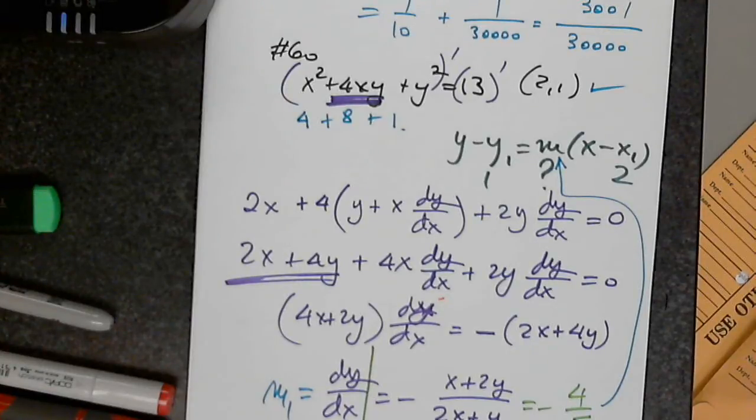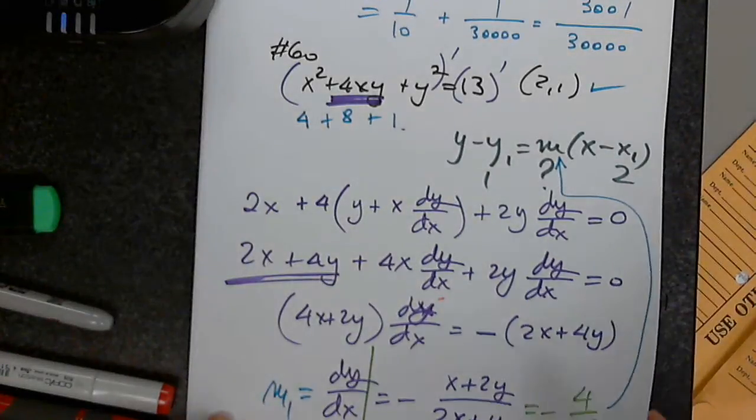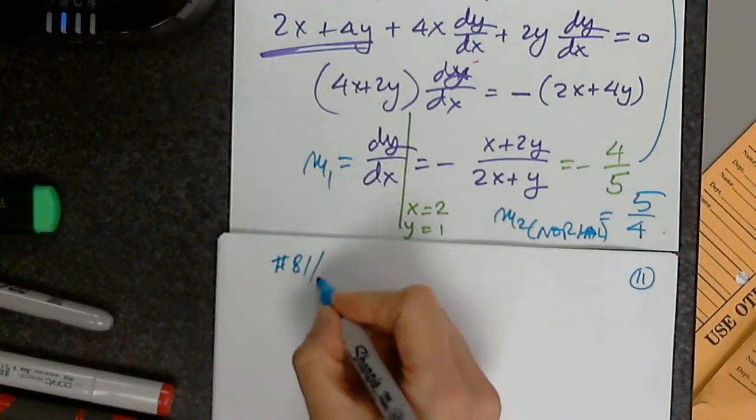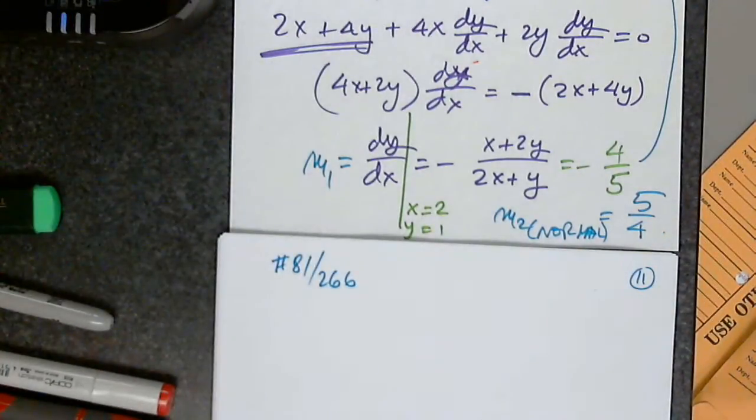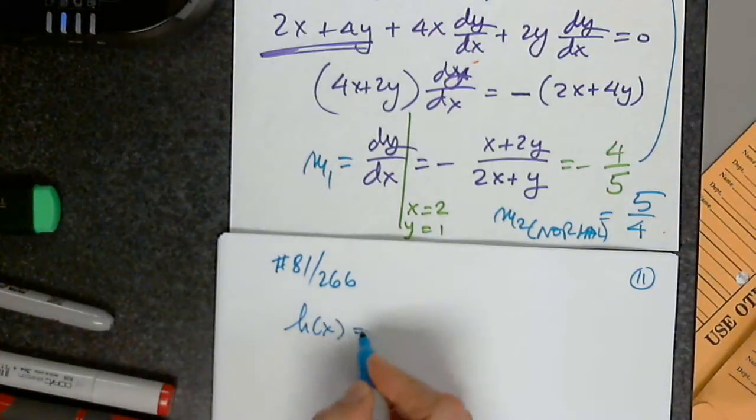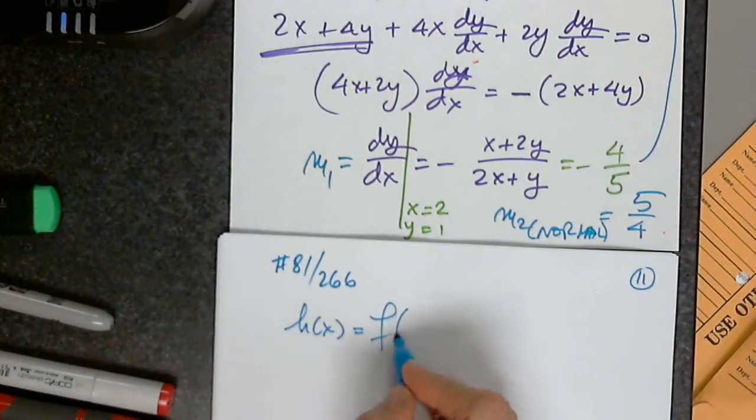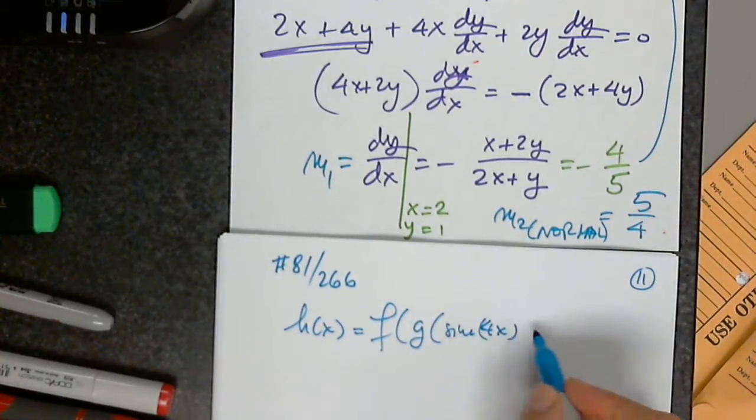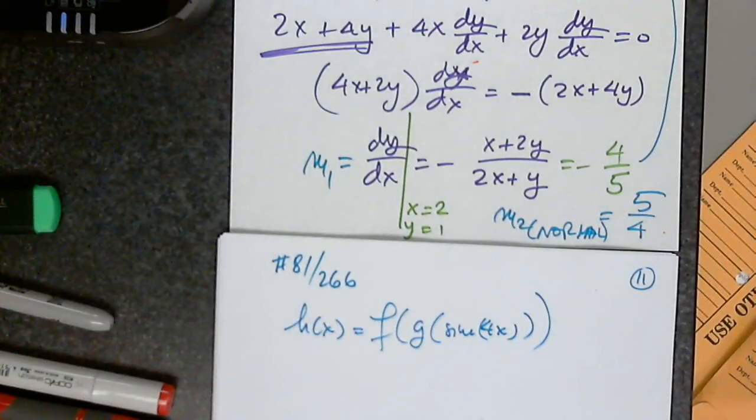What if I'm given a function like problem 81 on page 266? h of x equals f of g of sine 4x. We're asked to find h prime in terms of f prime and g prime. So let's think about it for 1 minute. So we're asked to find h prime.